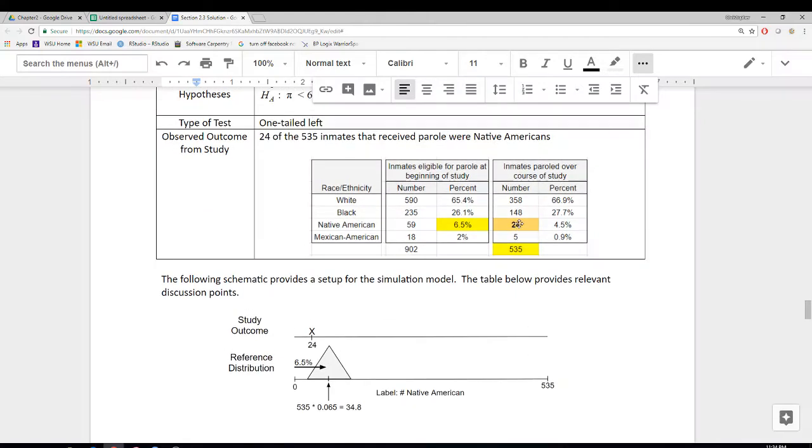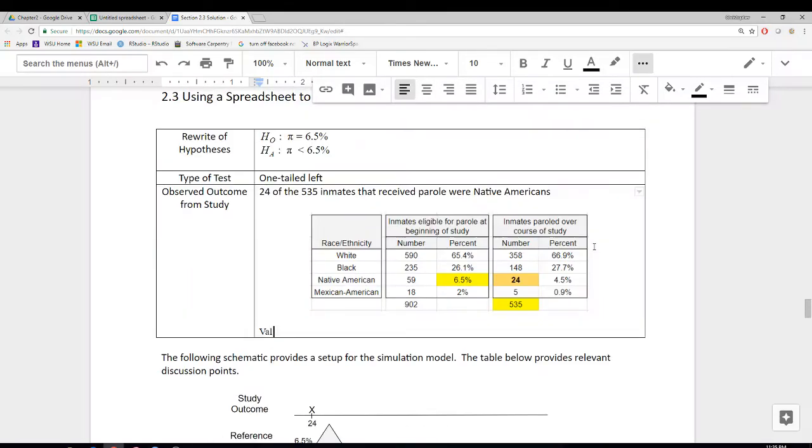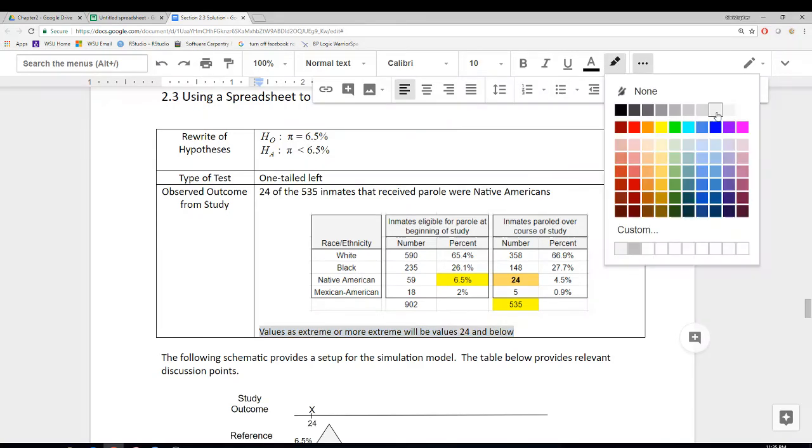So when I'm talking about which values to highlight, I'm going to want to go from 24 on down. So let's go ahead and put that in here. Values as extreme or more extreme will be values 24 and below, which is what we're going to want to use in computing our p-value. Go ahead and highlight that.